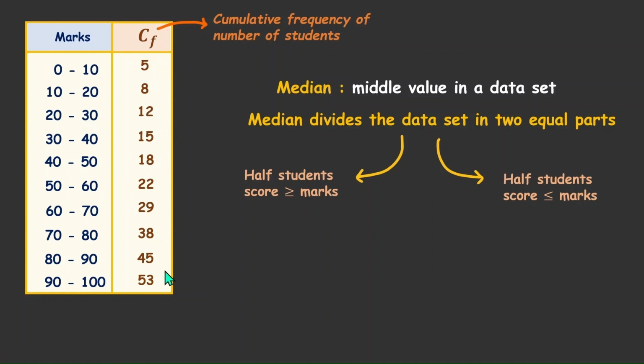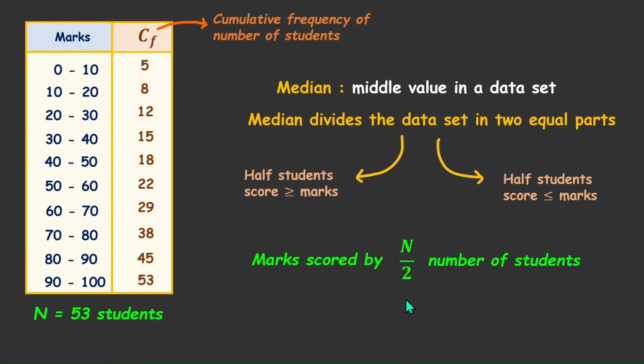So if in this dataset the cumulative frequency at the end is 53, that means the total number of observations, or total number of students, is 53. And so if you're dividing the dataset in half, the number of students would be n divided by 2. So we have the marks scored by n by 2 students. That number of marks is the median. And how do we calculate that?